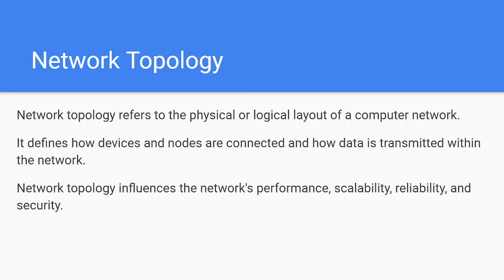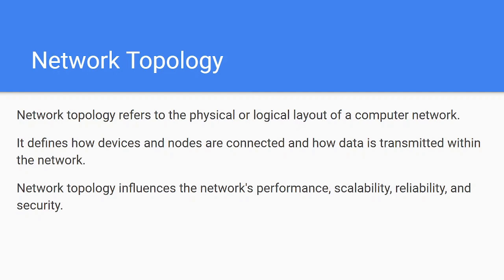So it refers to how devices or nodes are connected and how data is transmitted within that network. Network topology influences network performance, the stability of the network, the reliability of the network, and the security of the network. It's basically how the network is laid out, and it influences how fast the communication between devices on the network is, and how scalable it is. So if you want to add more devices to this network, is it possible?